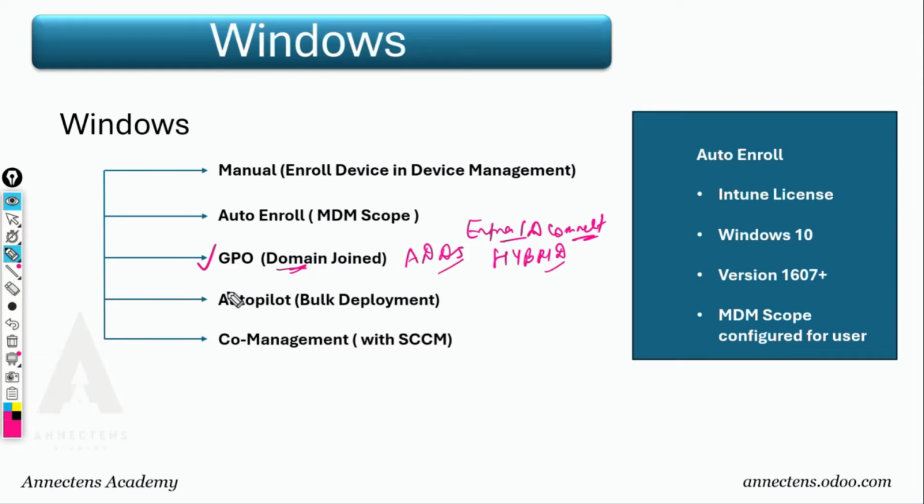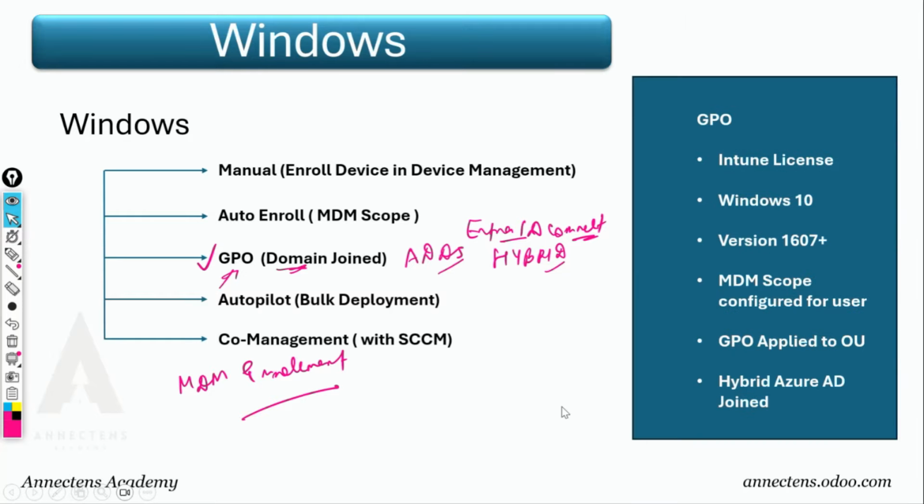What we can do in GPO is enable the MDM enrollment. Once the MDM enrollment is set via GPO, and if the device is hybrid joined to both on-prem and cloud, then GPO will trigger the enrollment and that device will be automatically added. That is called GPO setup.